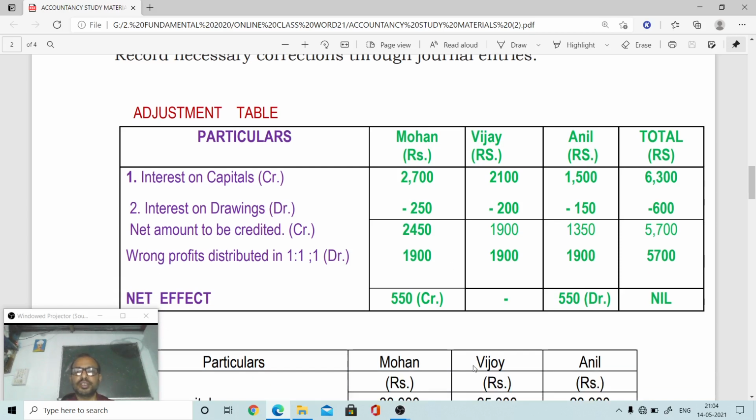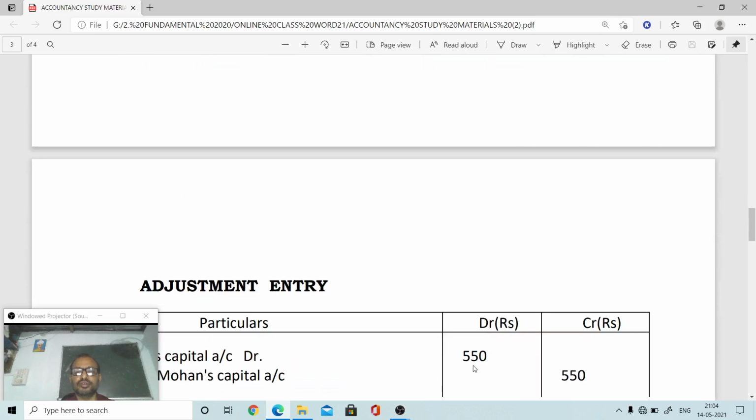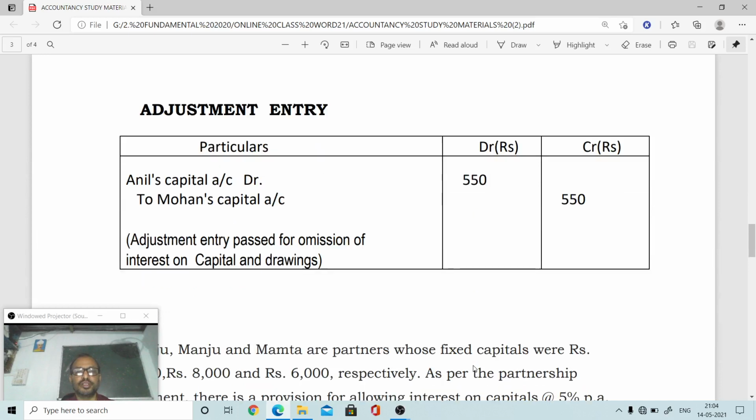We can easily pass the adjustment entry, drawing the journal format. We should pass the journal entry, and we know the journal format here: Anil capital to Mohan capital, being adjustment entry passed due to omission of interest on capital as well as interest on drawing.